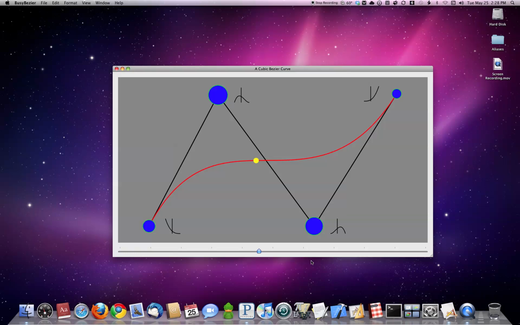Now the fifth component is the slider at the bottom of the screen. When we move it, the yellow point moves. The slider takes on values ranging from 0 on the left, where it is now, to 1 on the right, which is where it is now. Also, when we move the yellow point, the slider moves, as you see. And again, the blue circles get larger or smaller.